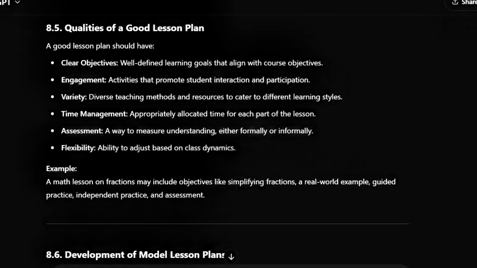Example, a math lesson on fractions may include objectives like simplifying fractions, a real-world example, guided practice, independent practice, and assessment.